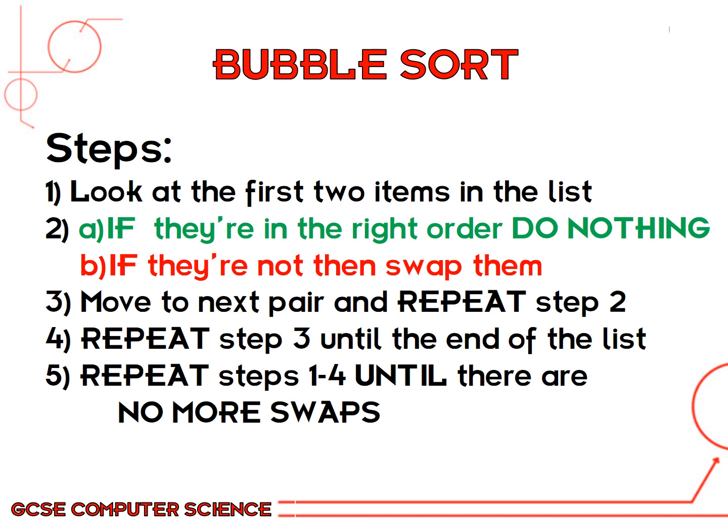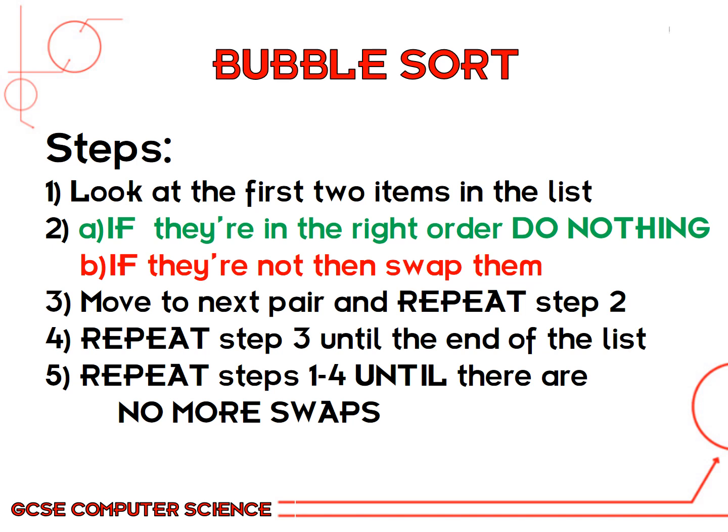Essentially what you have to do is follow the steps for bubble sort. You have to look at the first two items in the list. If they are in the right order, then you just leave them as they are. If they're not in the right order, then you swap them round. Then what you do is move to the next pair and repeat step 2. Then you keep moving on until you get to the end of the list.